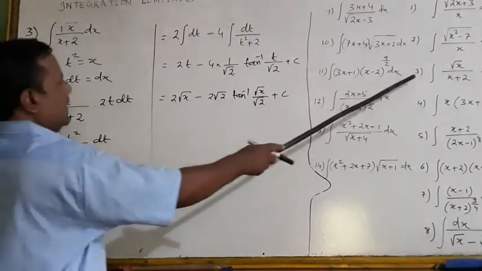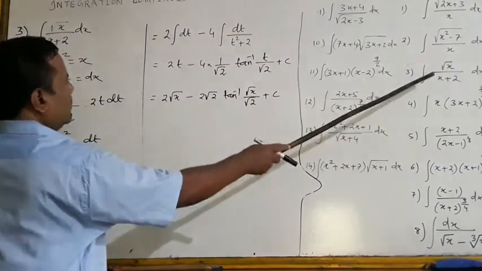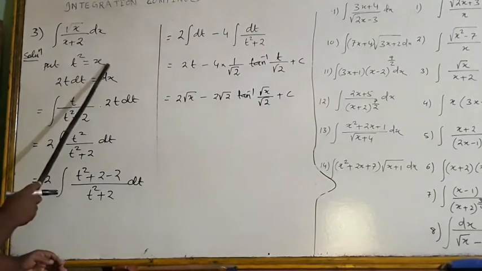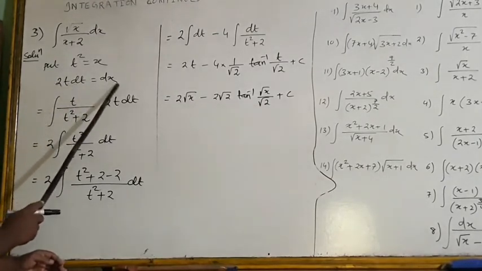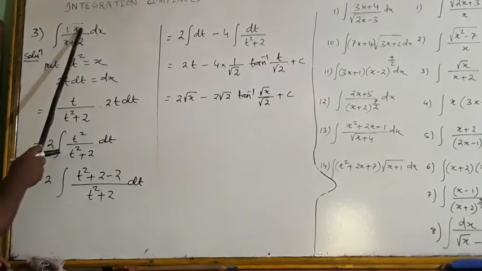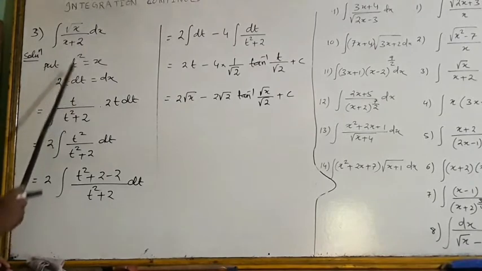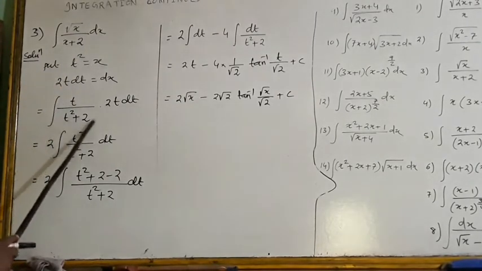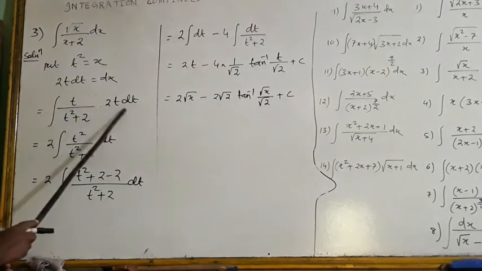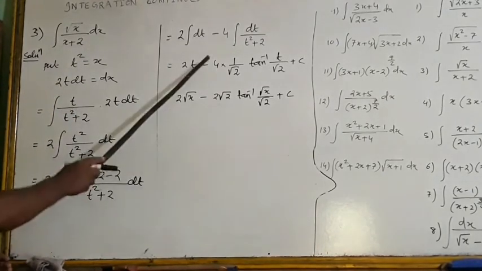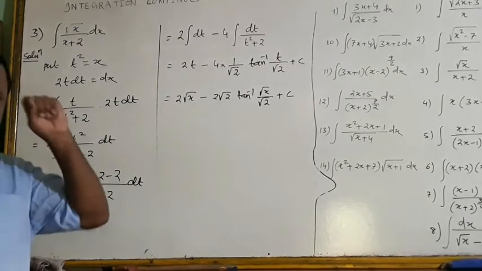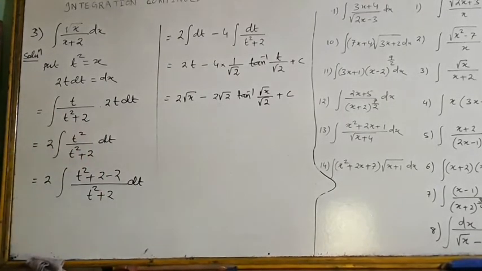For number 3, it is similar to 1, 2. So in place of root x, we have to put t square is equal to x, then 2t dt is equal to dx. Apply the value of root x, that is t. In place of x, you have to put t square plus 2, and dx is 2t dt. Then you can take the screenshot. Mind it, you have to do yourself, then look at my answer.